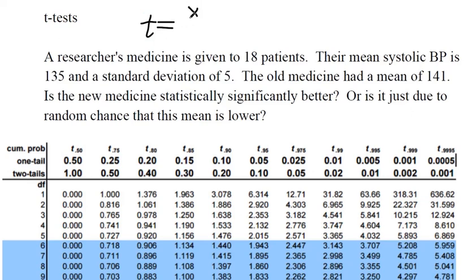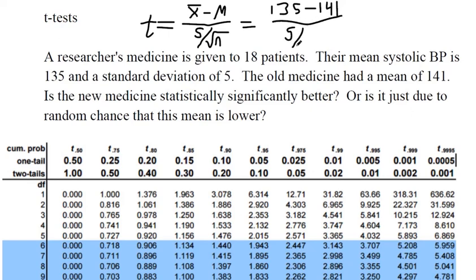What you'd want to do is take your sample mean, subtract it by the population mean, then divide by the sample standard deviation, S, and that needs to be divided by the square root of the sample size. So in this problem, the mean systolic blood pressure for the researchers' sample group is 135, and the population value we're comparing it to is 141, and then the standard deviation is 5, and then we divide by the square root of 18. So this calculates our t-value.